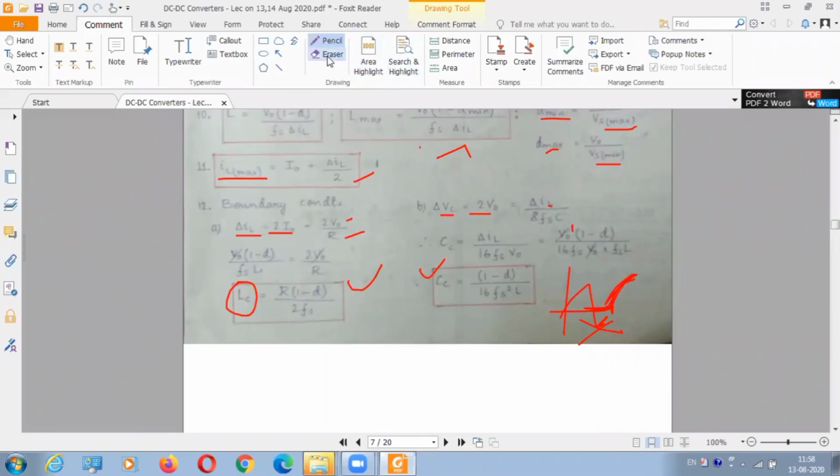CC is the critical value of capacitance. For the capacitor voltage also, your capacitor voltage can't go in the negative direction. So that value of capacitance should be the minimum value. Otherwise, your capacitor voltage will go negative, and since a capacitor will not support negative voltage, it will be zero for the negative portion. Then again it will be positive.